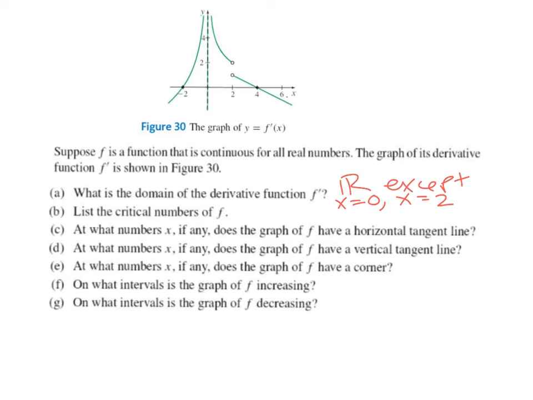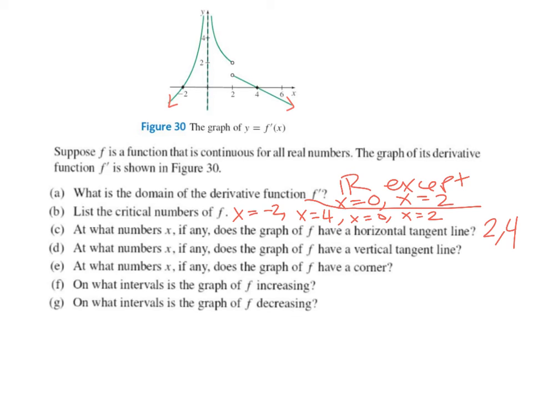Because you need to assume arrows. Books don't have those arrows in them for some reason. The critical numbers, so where does this equal 0? x equals negative 2, x equals 4. But then also, where is this undefined? x equals 0 and x equals 2. So those are also critical numbers. Does f have a horizontal tangent line? Well, where would the derivative equal 0? So that's your negative 2 and your 4.